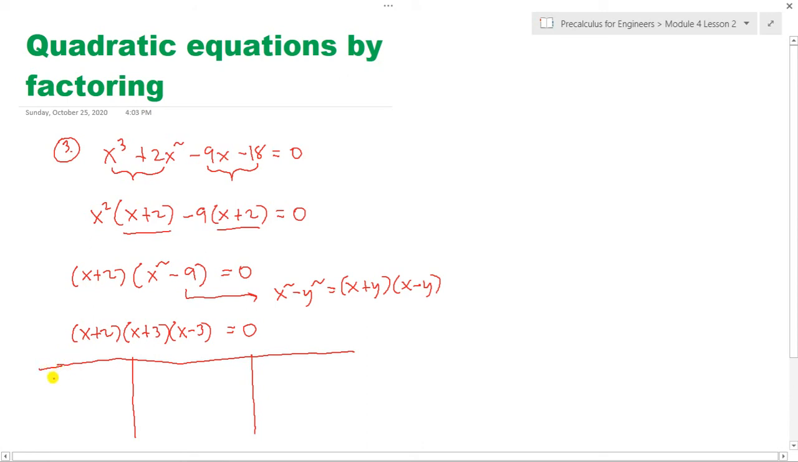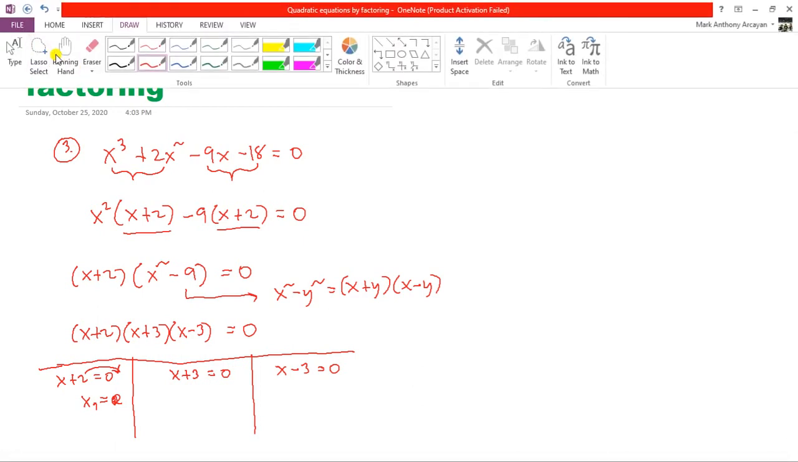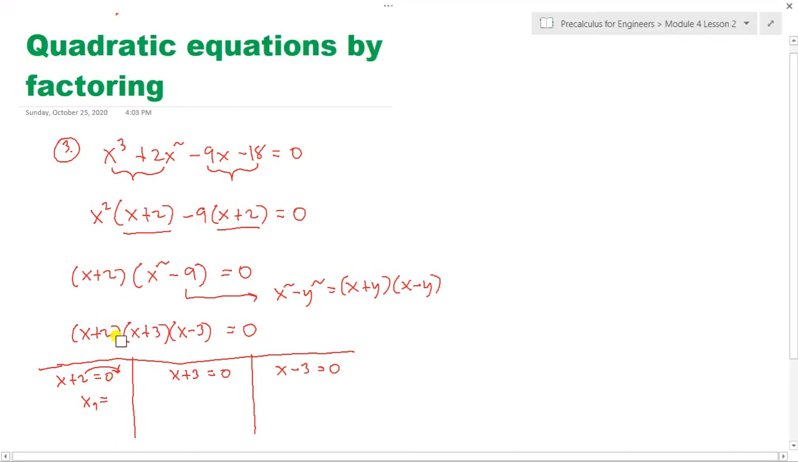Here, the first solution is x plus 2 is equal to 0. The second is x plus 3 is equal to 0. And the third one is x minus 3 is equal to 0. Here, transpose 2 to the other side. So the first solution is negative 2. Okay, so let's erase this to make it clear, so that you can see it well.